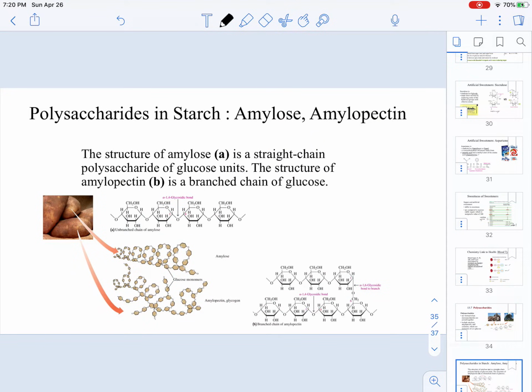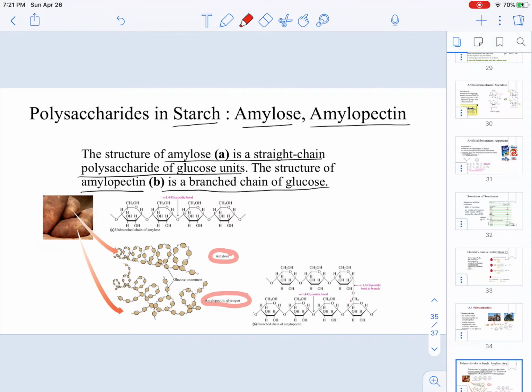So let's talk about the first polysaccharide, which is starch. Starch is composed of two different polysaccharides. The first one is amylose and the other one is amylopectin. So understand that the difference between amylose and amylopectin is that amylose is a straight chain polysaccharide of glucose units, while amylopectin is going to be a branched chain of glucose. As you can see in the image towards the left, this will be the structure of amylose, while the bottom one is going to be the image of amylopectin.